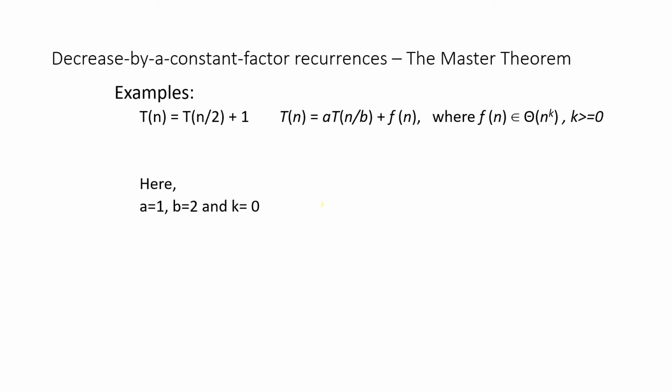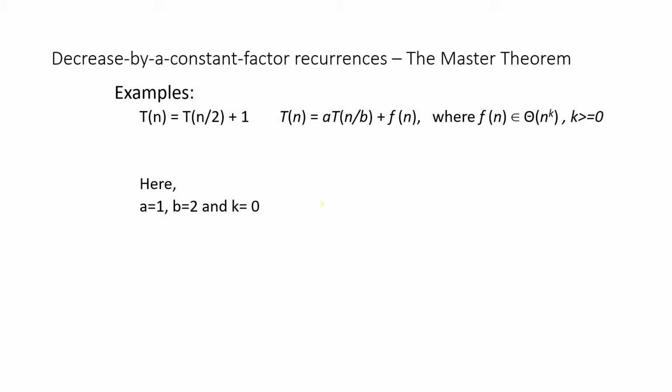Here we compare this given example with the general notation of the Master's theorem. The coefficient of T will be your a value. But here nothing is written, so we take a equal to 1. Next, what is there here? It is 2. So we take b equal to 2.